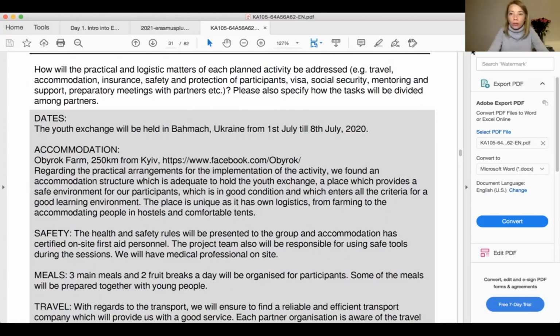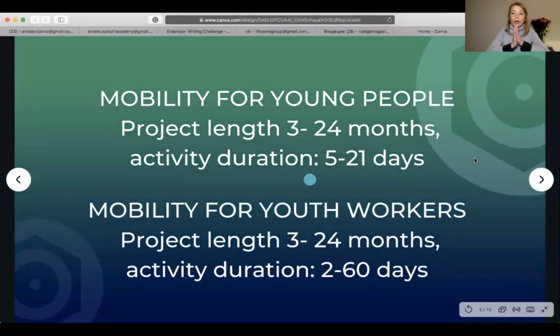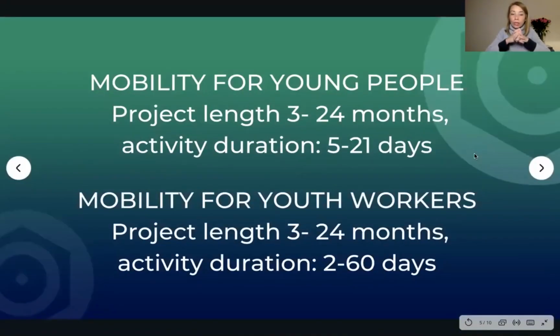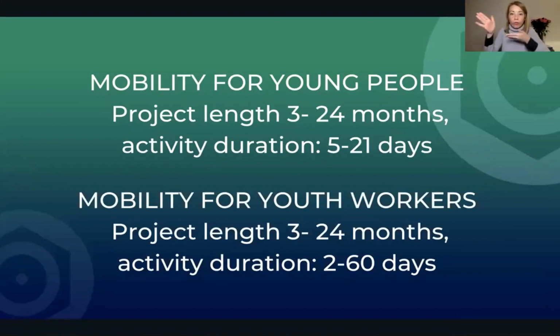Yes, so about other practicalities, what they're looking for. The dates, of course, when is it going to happen? So mobility for young people can last from 3 months to 24 months, and the actual learning activity can last from 5 days to 21 days.